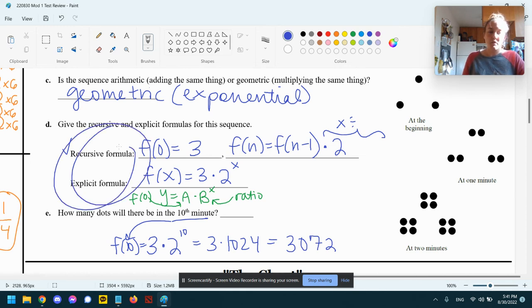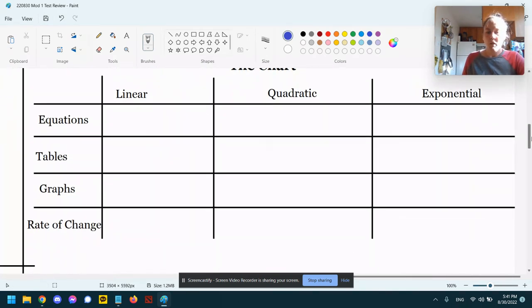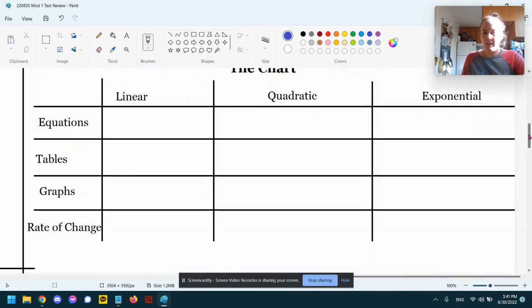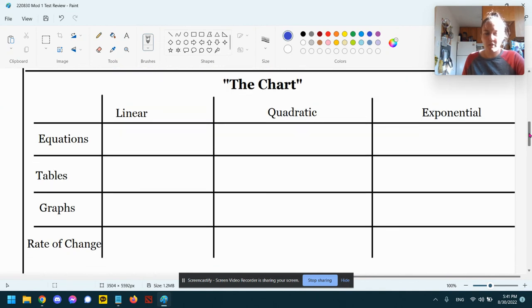Again, these two, I used a pattern for, right? I used a pattern because I know it's exponential. And the very last thing, the chart, right? I'm definitely putting this on the test. We should be able to fill this in totally all by ourselves. So, let's start with equations.